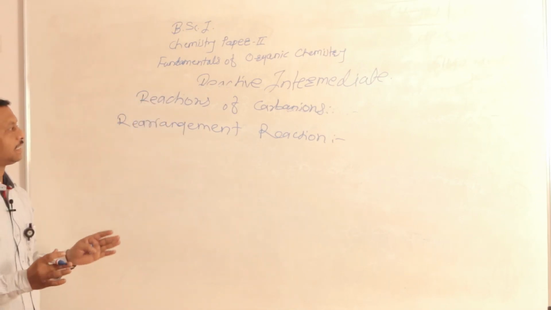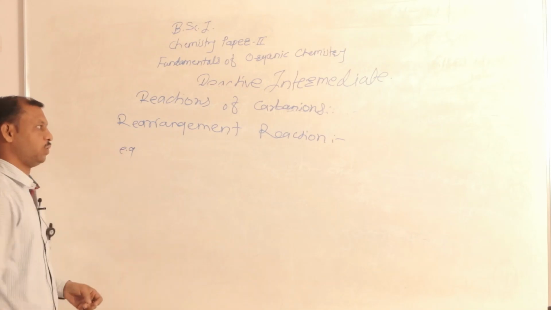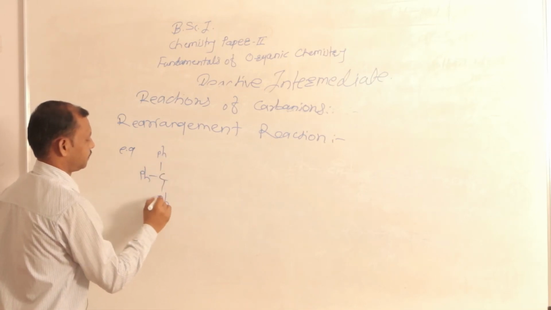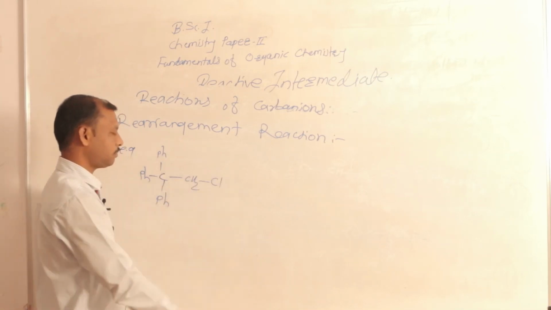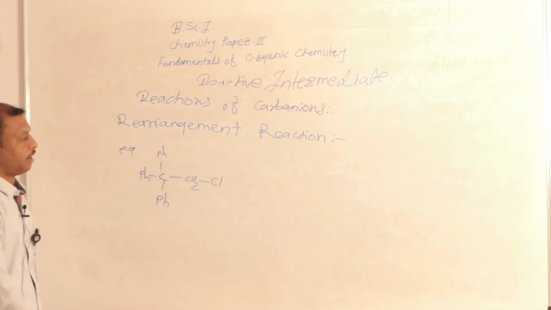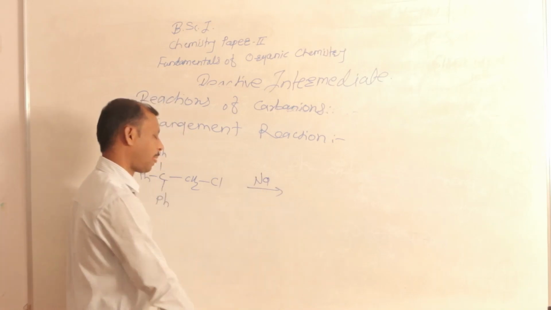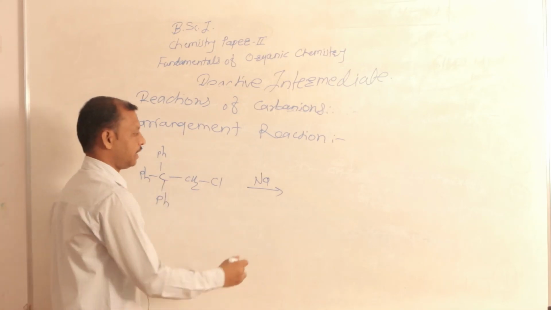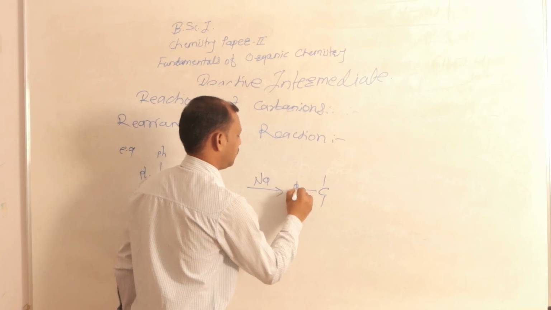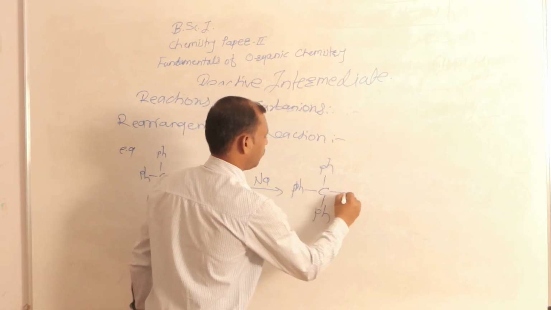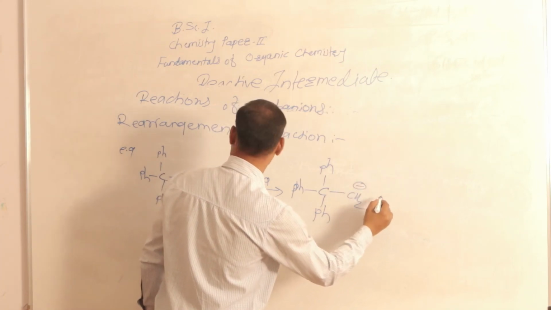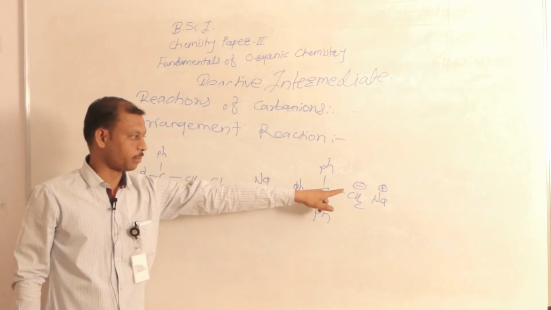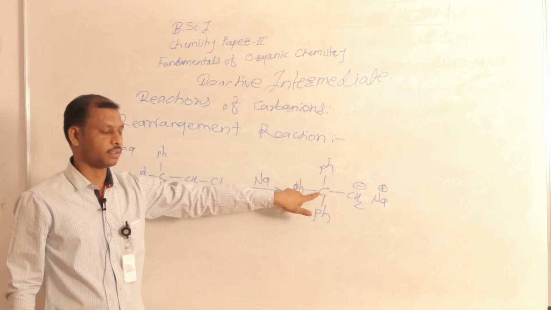Generally a carbanion shows few rearrangement reactions, but here we will see one example. This carbon has three phenyl groups. Triphenyl carbon is there, and it reacts with sodium. Sodium gives its electron to that chlorine or that carbon, and it forms a carbanion here, CH2 minus, stabilized by Na plus.